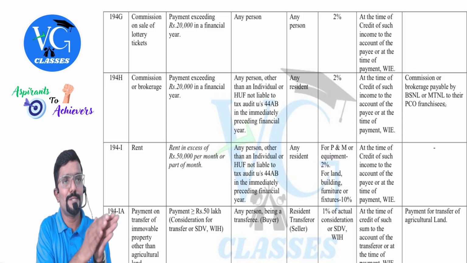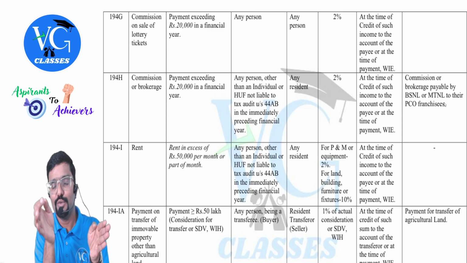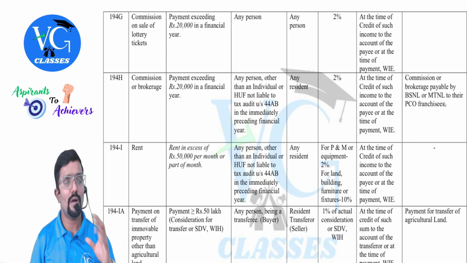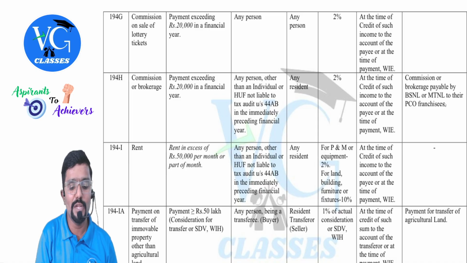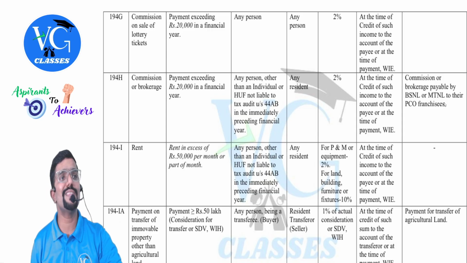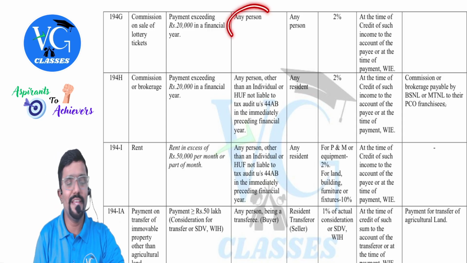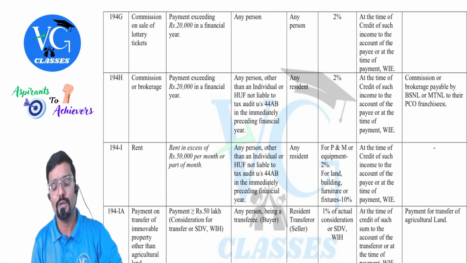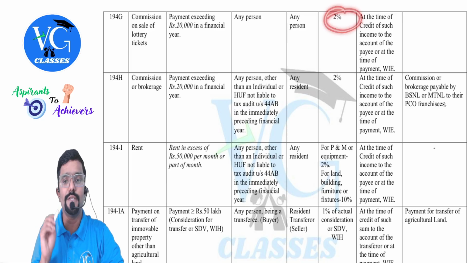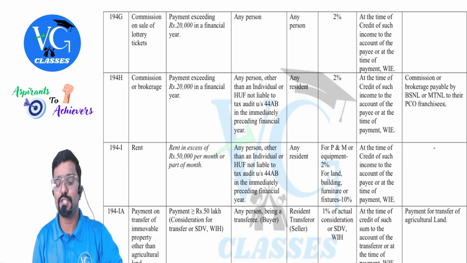Now, assume the organizer is paying commission to that agent. Should they deduct TDS on it? Yes. That is, if the commission paid in a year is more than 20,000. All these are amendments, guys. Even here, the threshold limits are changed, 20,000 everywhere. If the commission paid is more than 20,000 in a year, who is paying it? Any person, normally the organizer. Who is receiving it? Any person, normally the agent. What is the rate of TDS? 2%. When TDS has to be deducted? At the time of credit or at the time of payment, whichever is earlier.